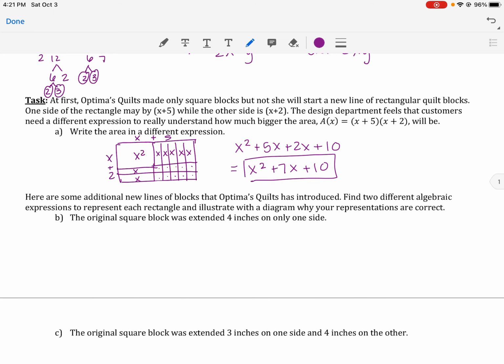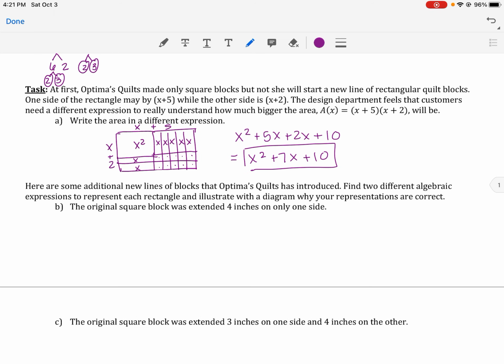Here are some additional new lines of blocks of Optima quilts. Find 2 different algebraic expressions to represent each rectangle and illustrate with a diagram why your representations are correct. Okay, so we've got the original square block. So that's x squared, and it's extended by 4 inches, but only on one side. So one side has 1, 2, 3, 4. So this side is x plus 4. This other side is just x, right? There's nothing there. You could put x plus 0 if you wanted.